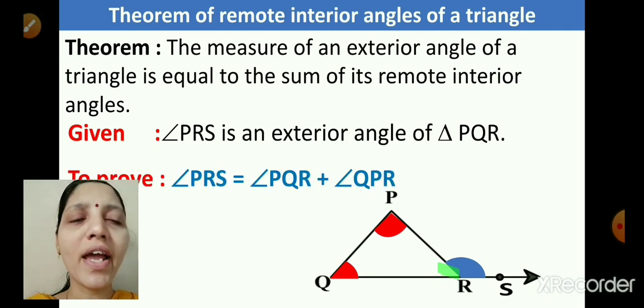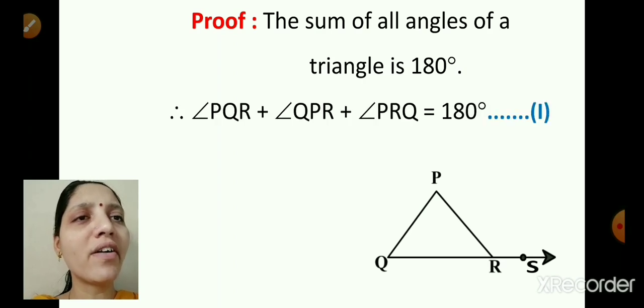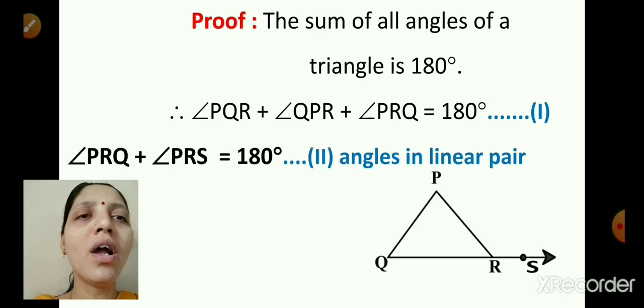Angle PRS is an exterior angle of triangle PQR. So what you have to prove is angle PRS is equal to angle PQR plus angle QPR. Now let's start with the proof. The sum of all angles of a triangle is 180 degrees. This property we all know. So let's start writing: angle PQR plus angle QPR plus angle PRQ is equal to 180 degrees. Write this as equation 1.